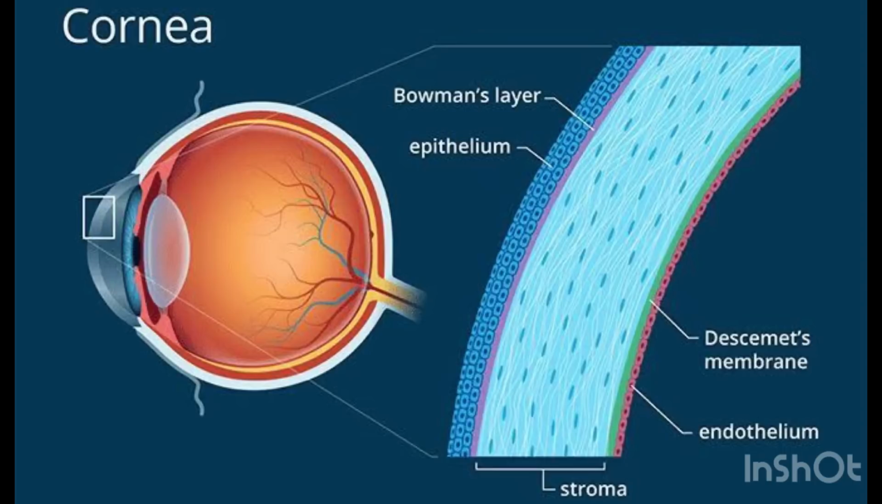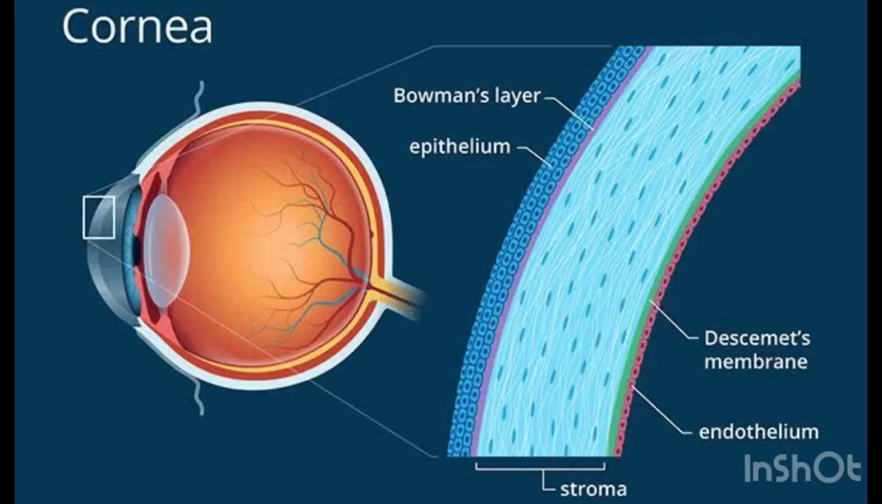Next is physiology. The cornea has a remarkable ability to transmit and focus light onto the lens and retina. Its curvature and clarity contribute significantly to the eye's refractive power, helping to create sharp images on the retina.